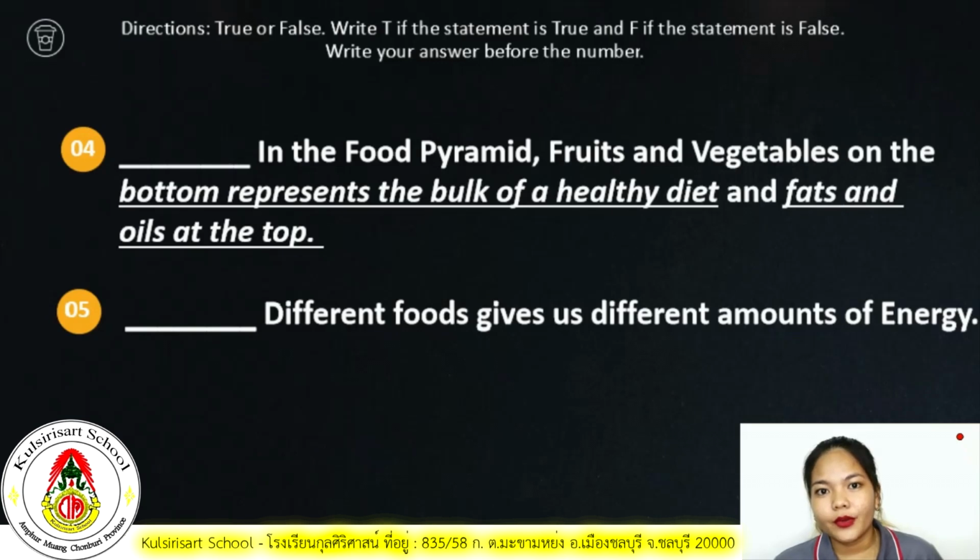And for number 5, different foods give us different amounts of energy. Again, different foods give us different amounts of energy. Is it true or is it false?